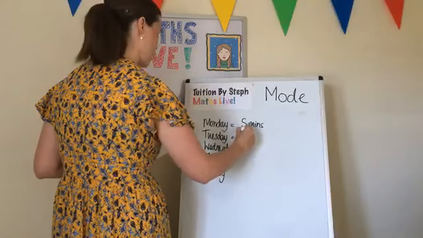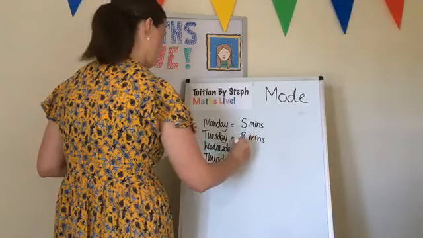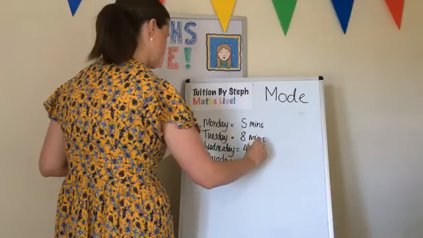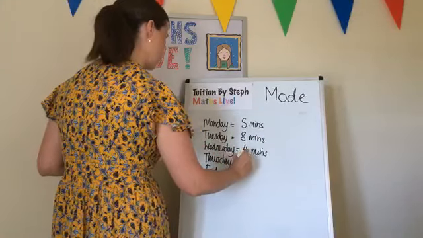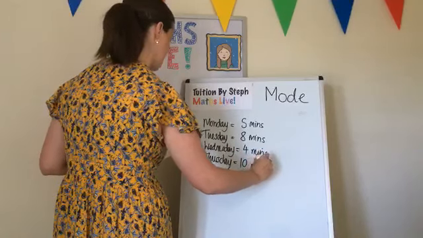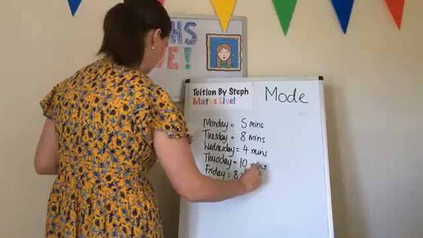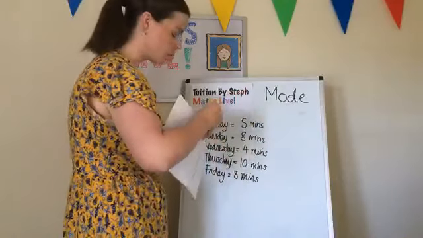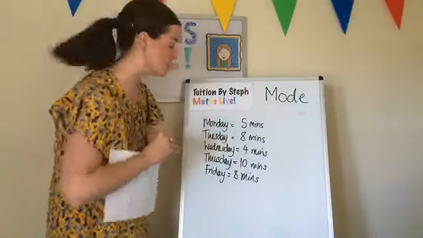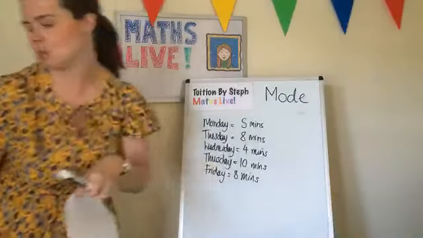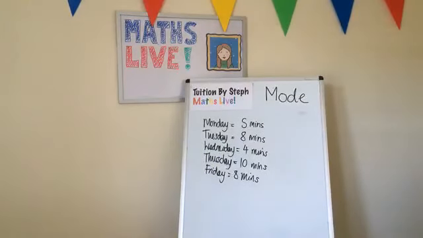On Monday, it was 5 minutes late. On Tuesday it was 8 minutes late. Wednesday it was 4 minutes late. Thursday it was 10 minutes late. And on Friday it was 8 minutes late. So what was the mode amount of minutes that it was late? I'm going to give you 20 seconds because it should be really easy, this one.